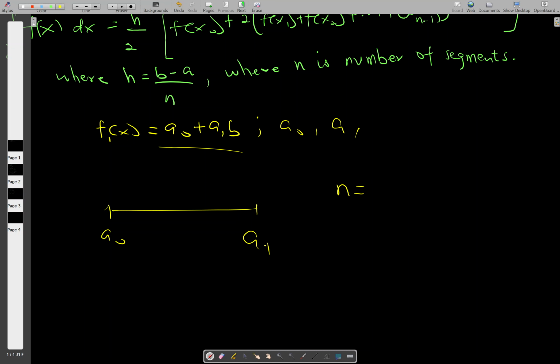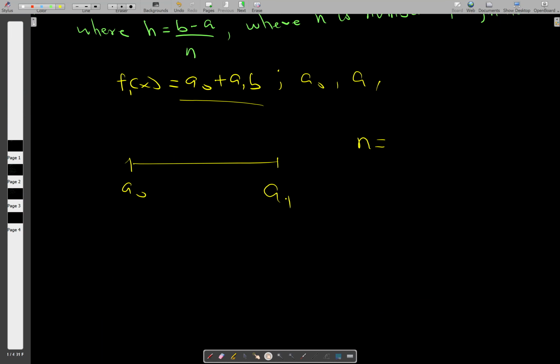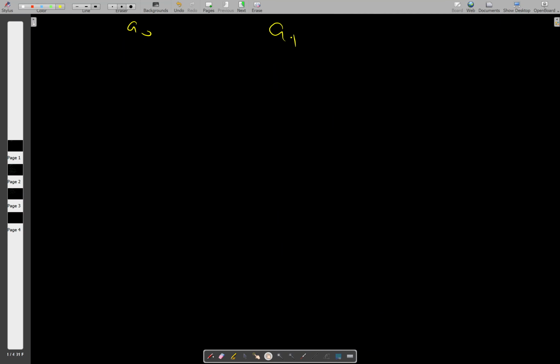Let's move on with the formula for finding the area under a given curve using the trapezoidal rule. This is the formula. But let's try to prove this formula.